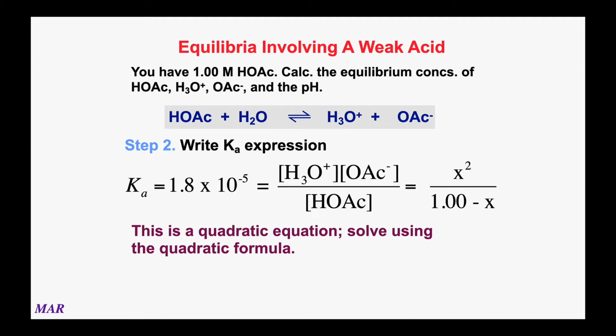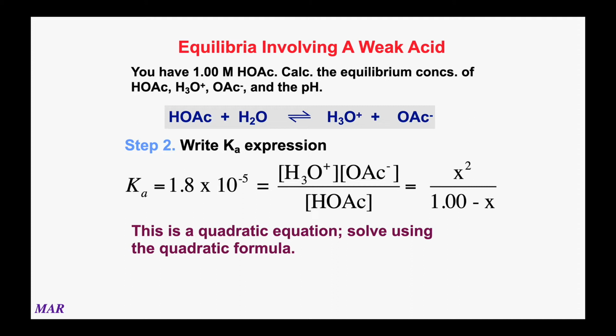All Kas have hydronium in the numerator, they'll have the conjugate base next to it, and the initial acid in the denominator. So for this reaction using the ICE table, X was both hydronium and acetate, so X times X is X squared, and the acetic acid would be 1.00 minus X. Now, this equation, X squared over 1 minus X equals 1.8 times 10 to the minus 5, would be a quadratic equation, and you could use the quadratic formula to get the two values of X.